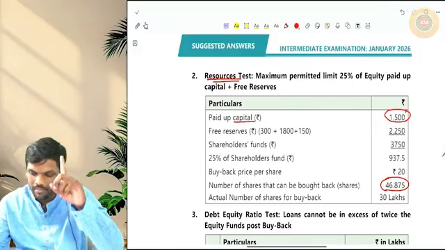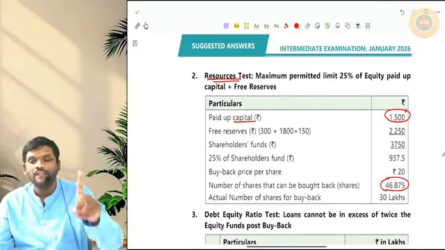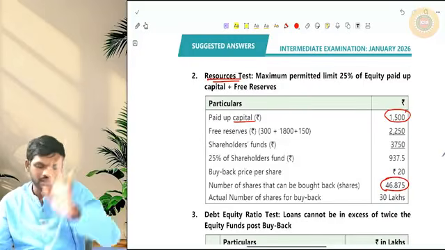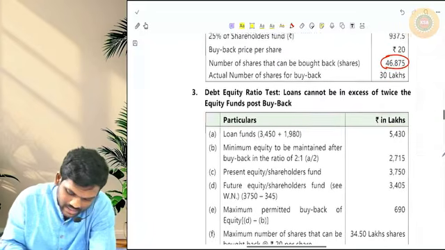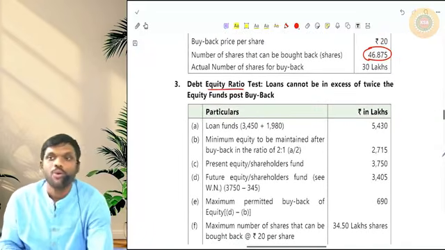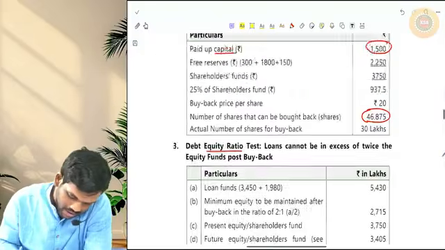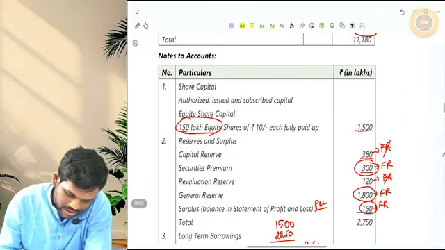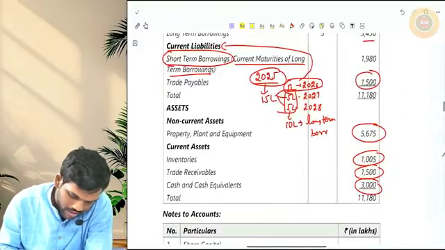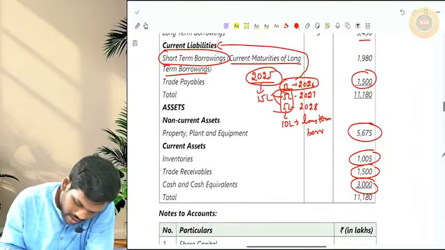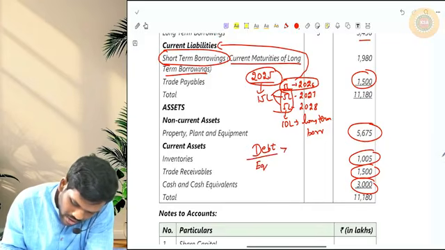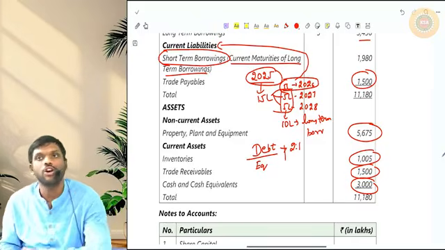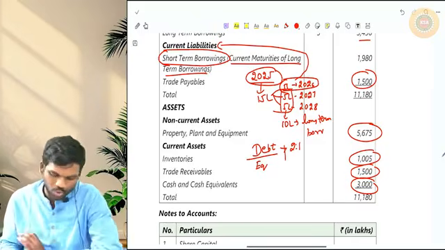So we finished shares outstanding test. We finished resources test. Last test is debt equity test. This is the last test and the most interesting test. Okay, let me explain this. Please listen to this carefully. This is an interesting test. This test says that after buyback, my debt by equity should not be more than 2:1. It should not go beyond 2:1. Maximum it can be at 2:1.